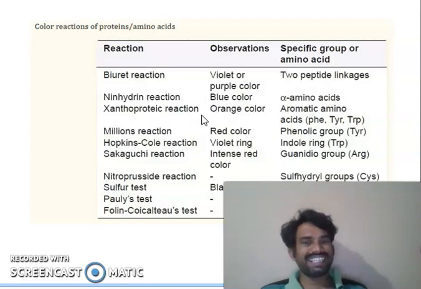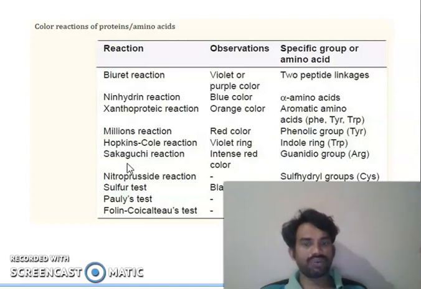Xanthoproteic reaction: orange color means aromatic amino acids are present: phenylalanine, tyrosine, tryptophan. You can see Millon's reaction: red color means phenolic groups are present, tyrosine. And Hopkins-Cole reaction: violet color means the indole ring is present, tryptophan.